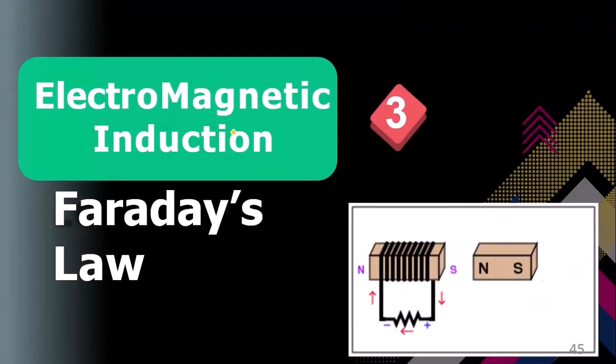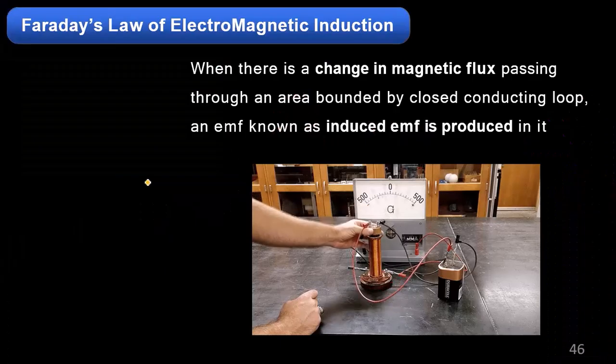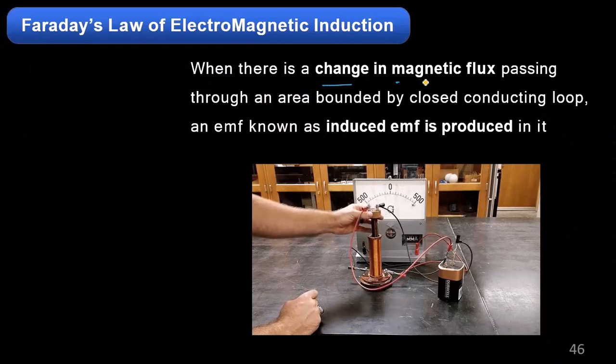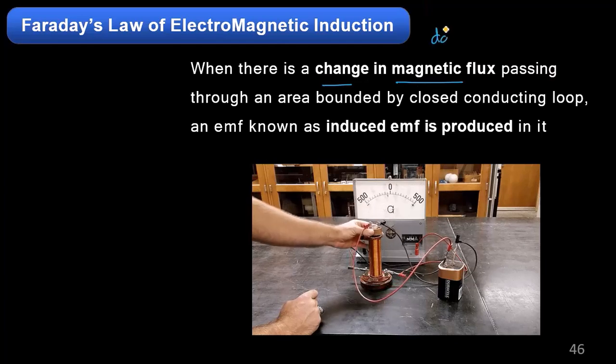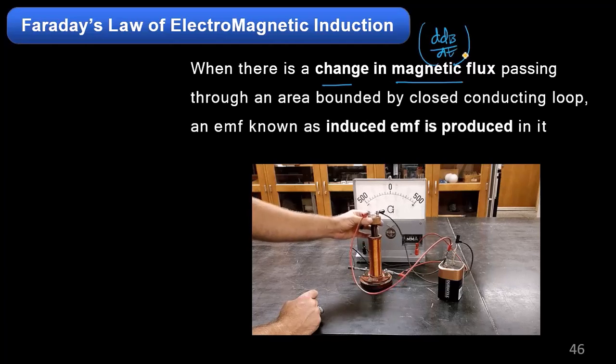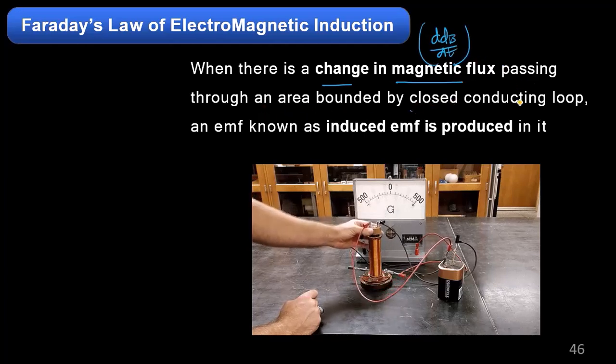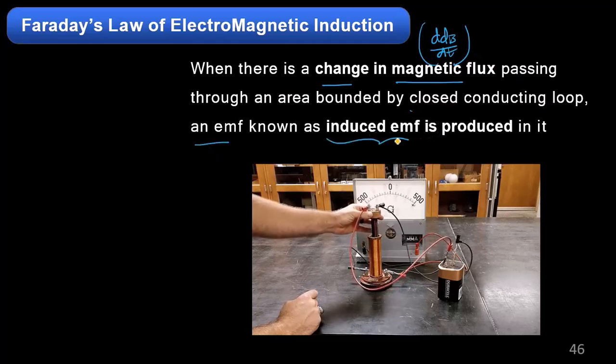I want to introduce Faraday's law. Faraday's law, as I have already said, is nothing but the measurement of the induced EMF. When there is a change in the magnetic flux, that means dφ/dt, change is always with respect to time. Whenever the dφ/dt part is there, passing through an area bounded by a closed conducting loop, and EMF is generated, that is known as the induced EMF.